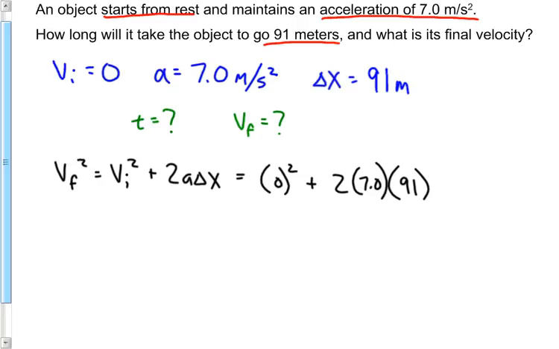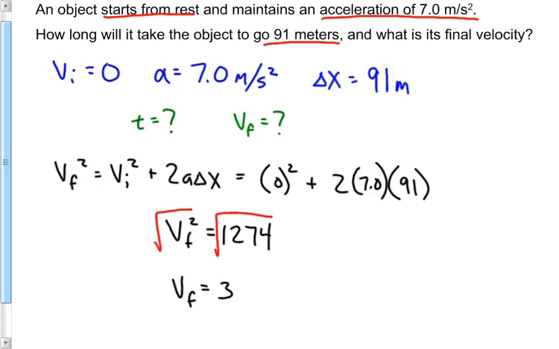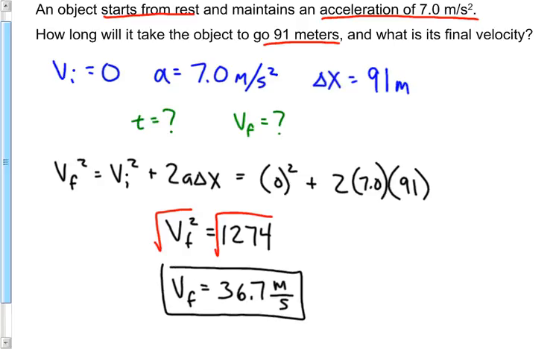If you plug this all in your calculator, you'll see that final velocity squared is equal to 1,274. And then to find final velocity, you would just need to square root everything. So when you do that, you will find a final velocity of 36.7. And you know that your units of velocity will be meters per second.